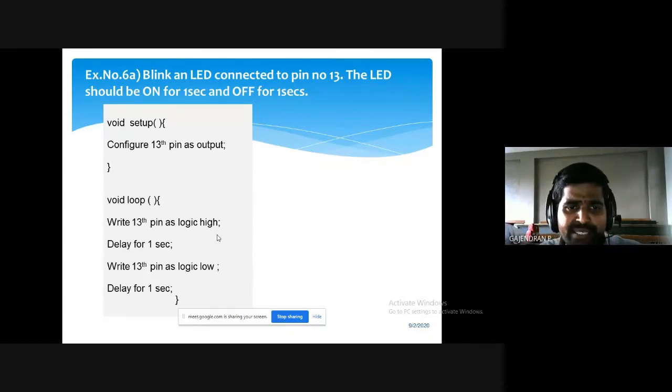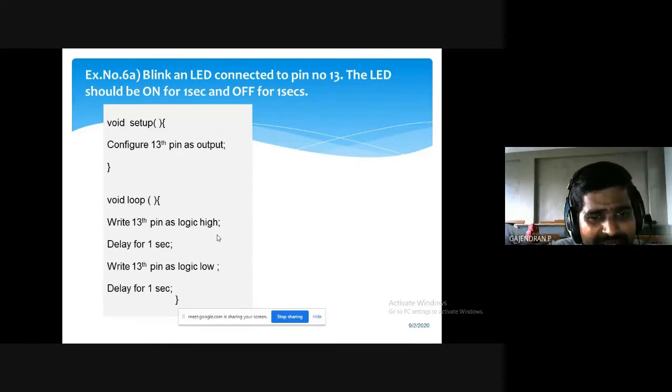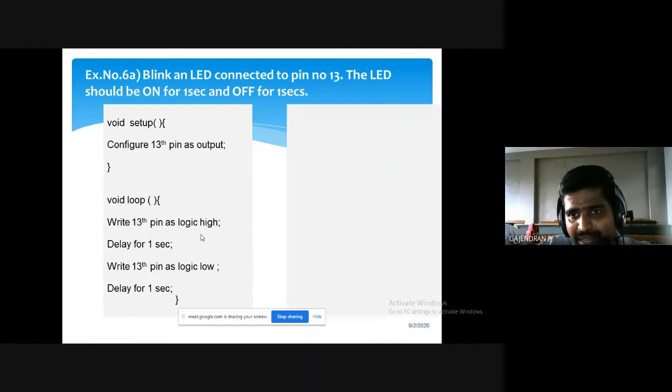Digital write, 13th pin as high. Very good. Digital write 13 comma high. Delay 1 second. Quick. Delay 1 second. Very good. Then digital write the 13th pin as logic low. Very good. Then last, the same delay. That's all.